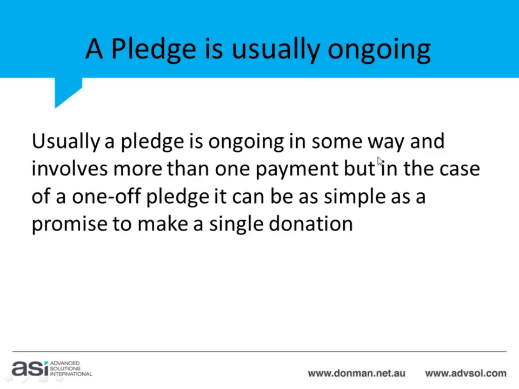So first of all, a pledge is usually ongoing in some way and involves more than one payment. But in the case of a one-off pledge, it can be as simple as a promise to make a single donation. So whereas most pledges will involve multiple payments, a one-off can be just simply something similar to what you do with telemarketing. Ring someone and they say, yes, I'll give you $50. So it's a deferred payment, but it's still only one payment. But it's a pledge because it's a promise to make a future gift.